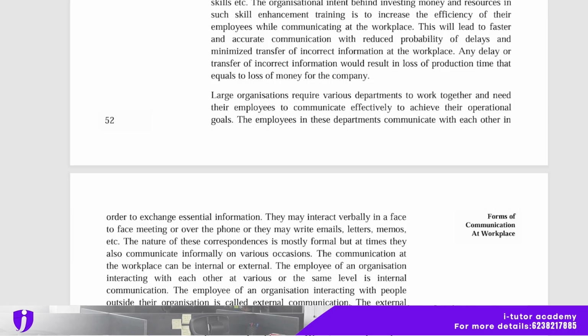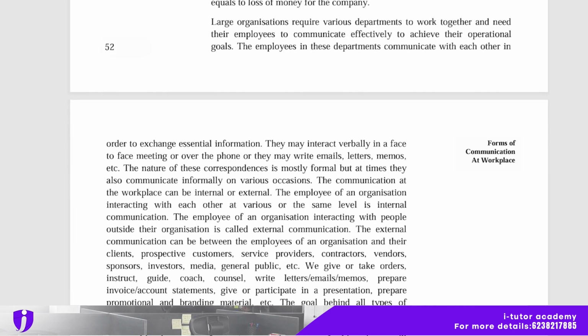So the channel of communication is very important in the organization, right? This will lead to faster and accurate communication with a reduced probability of delays and minimized transfer of incorrect information at the workplace. Any delay or transfer of incorrect information would result in loss of production time, which equals loss of money for the company. So communication is very important in a company.